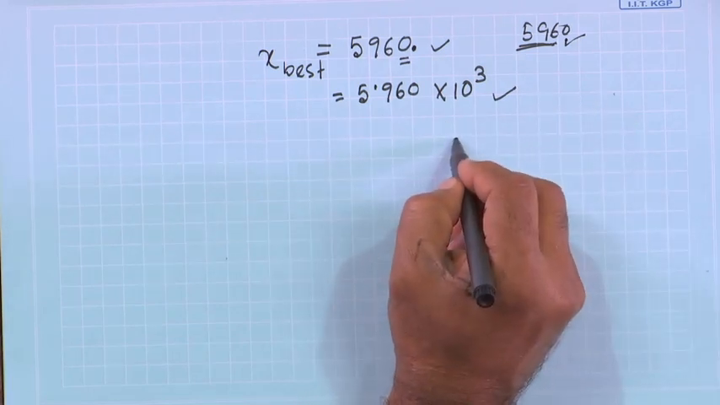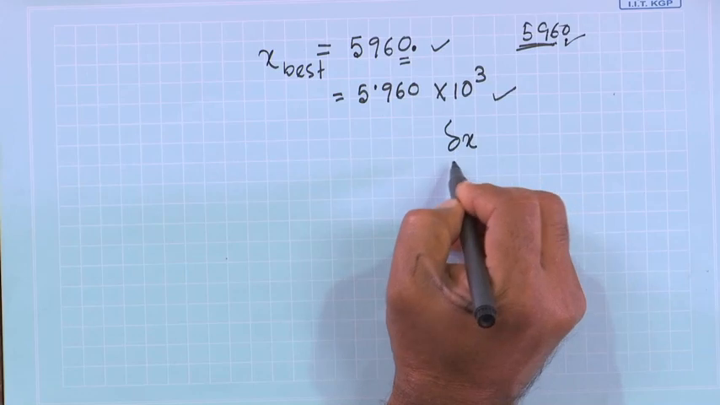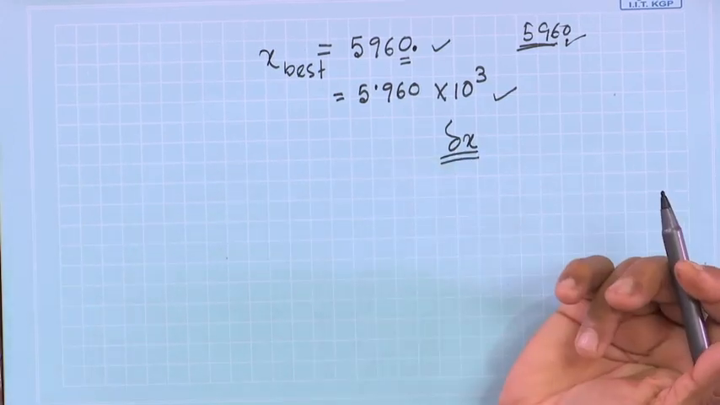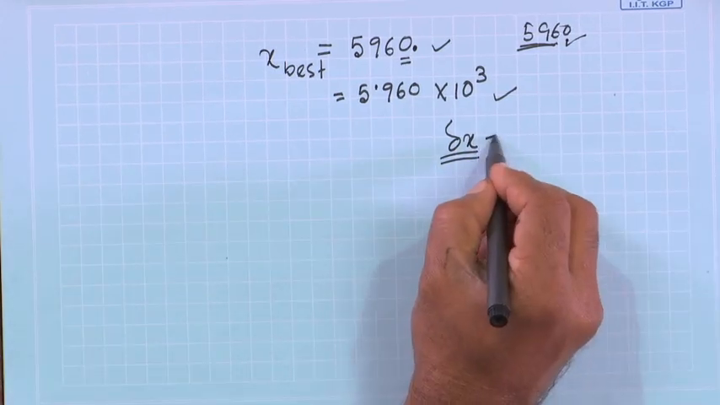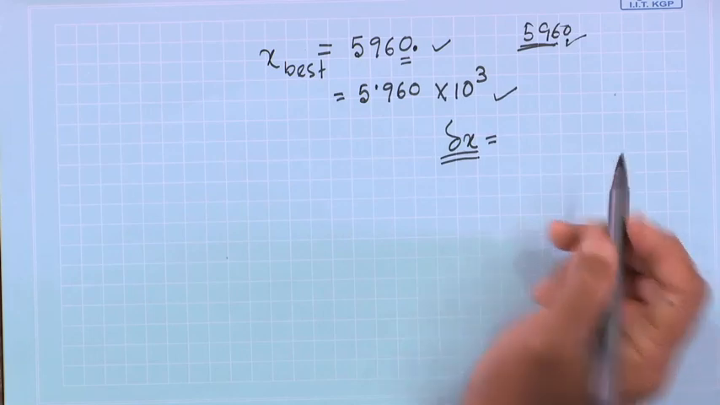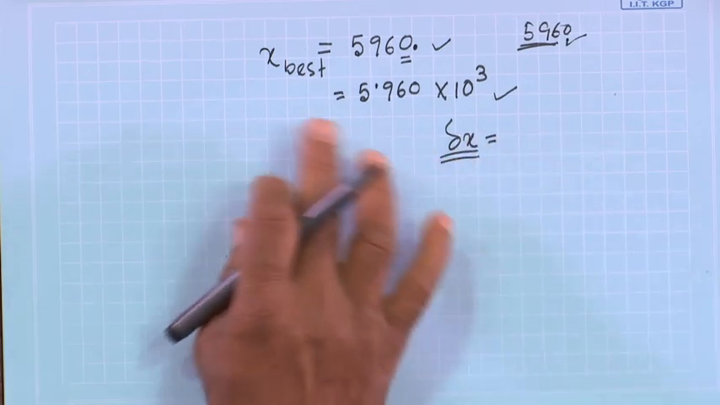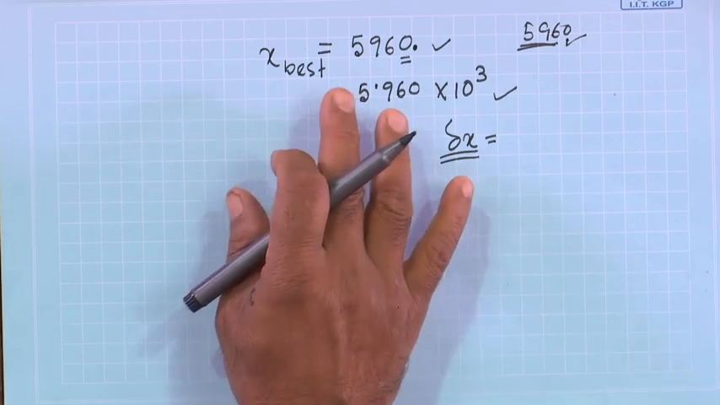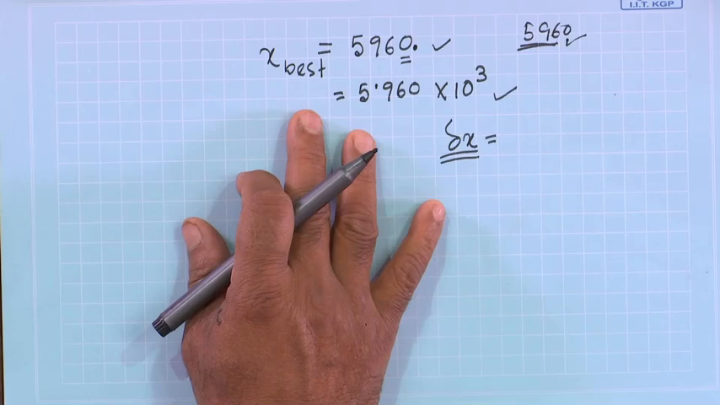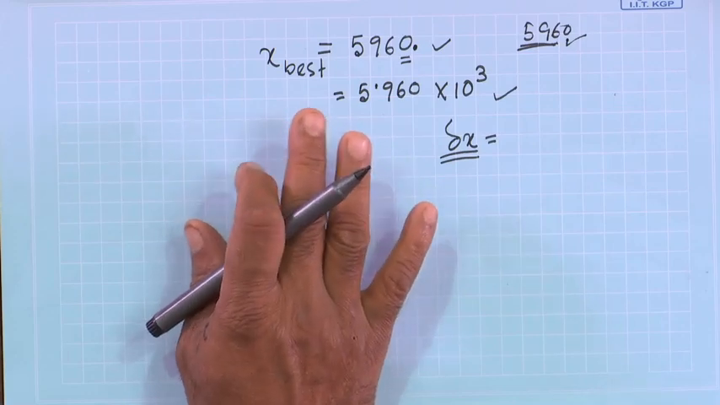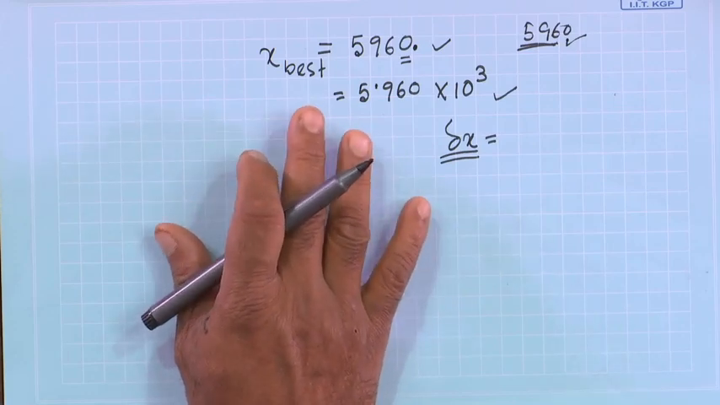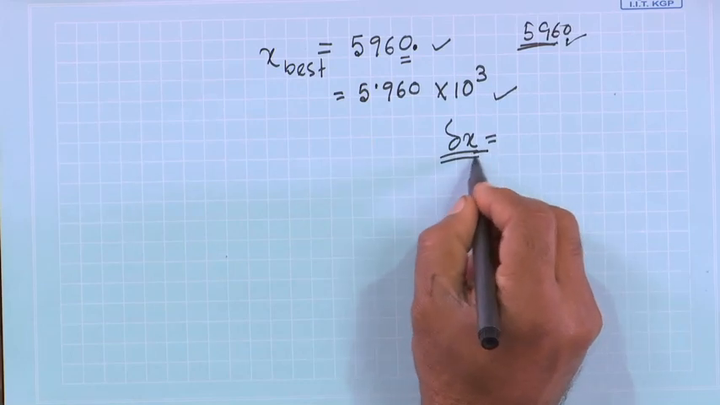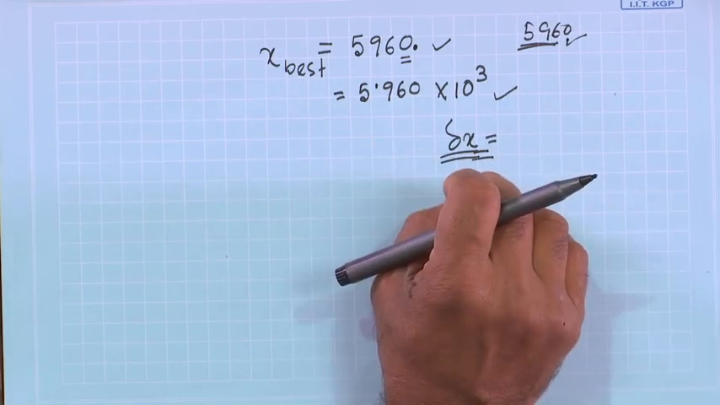And that also is related with your delta x, whatever the error. That will control your x best. The significant number in x best will be controlled by the delta x, or it is related with the delta x.